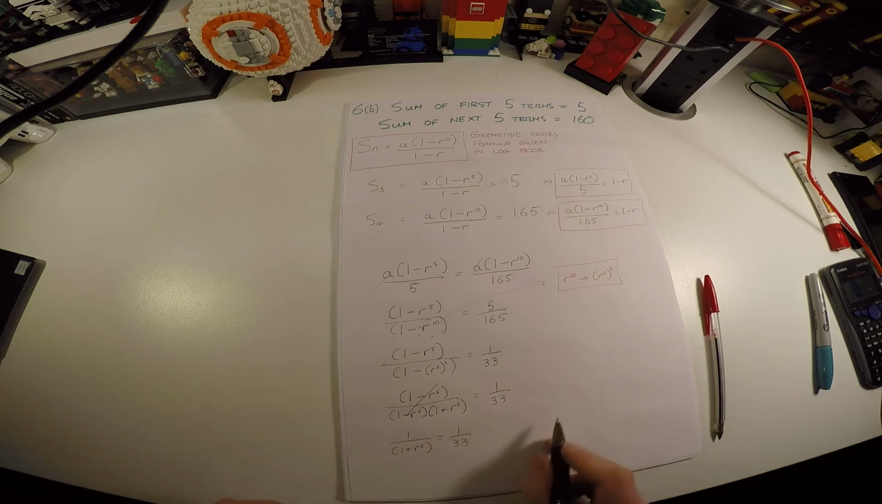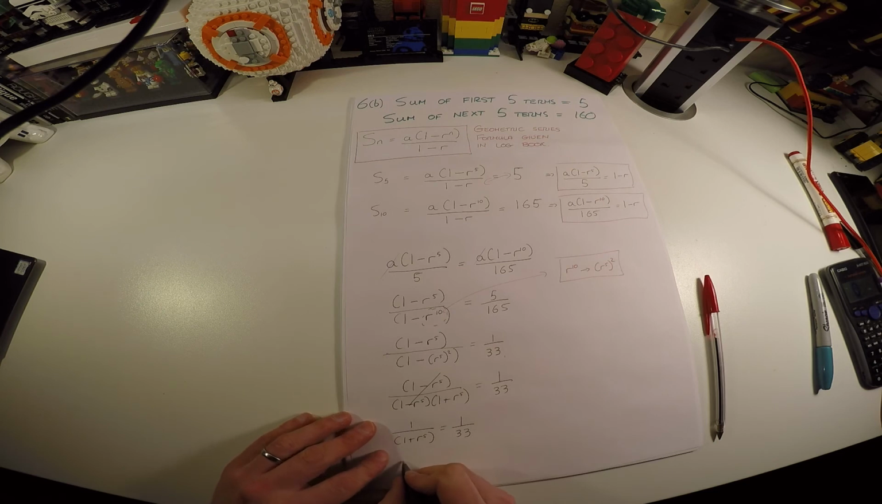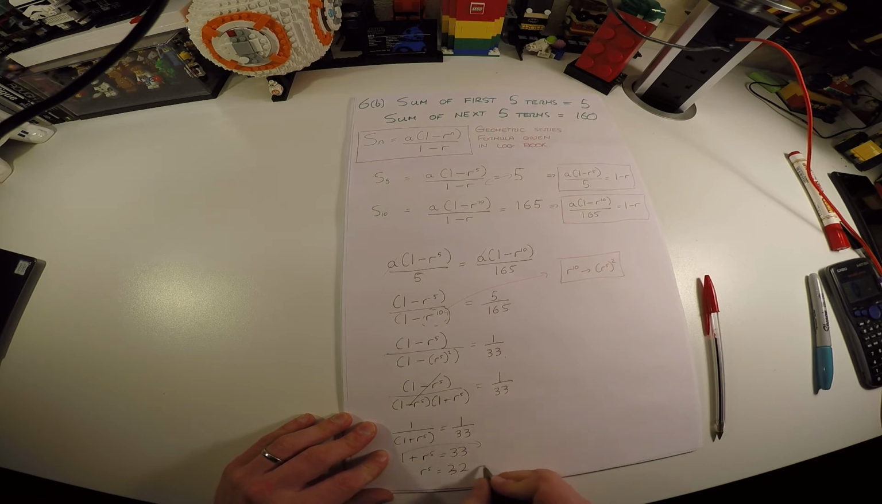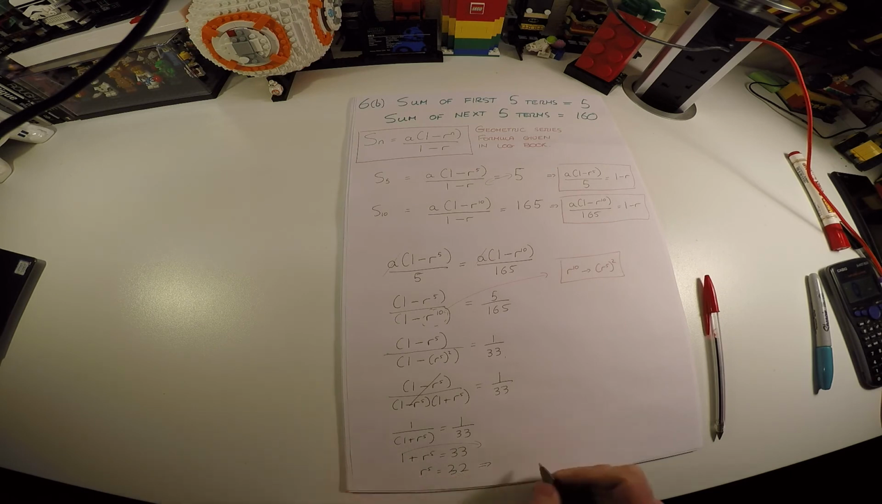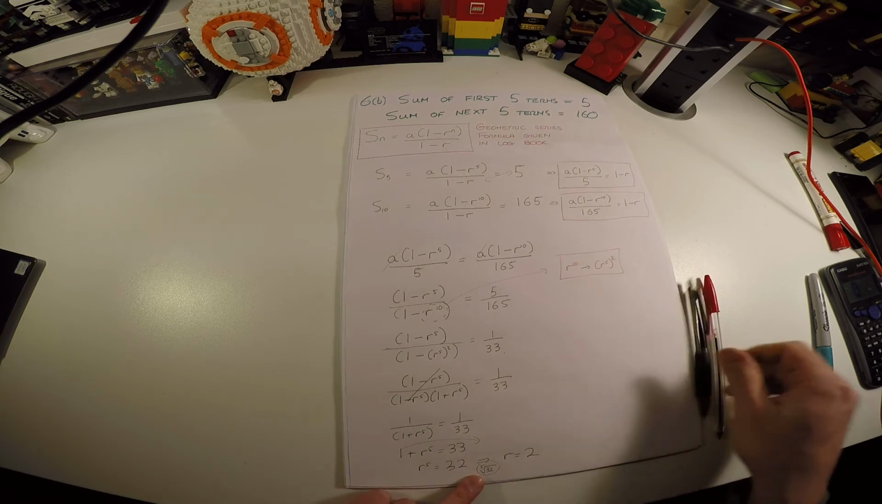Now I can just switch these around, but of course the ones don't make a difference. 1 over something is equal to 1 over something. The only way that can be true is if these two things are equal to each other. So that means essentially I have 1 plus R to the 5 is equal to 33, meaning R to the 5 is equal to 33 minus 1, 32. And that says the fifth root of 32, that should be 2. Yeah, because 2 to the power of 5 is 32. Therefore R must be equal to 2. And of course, what I didn't do here is take the fifth root of 32 just to get rid of that 5. So we have actually R is equal to 2.